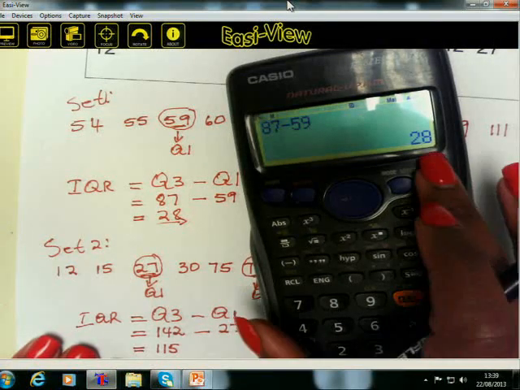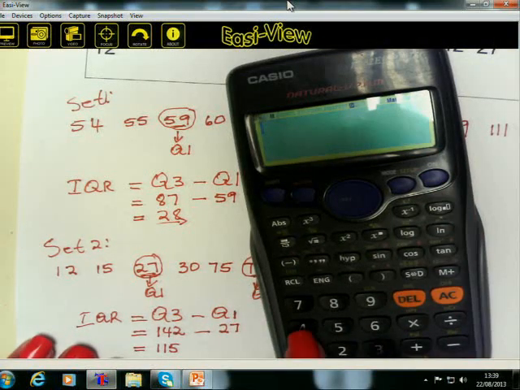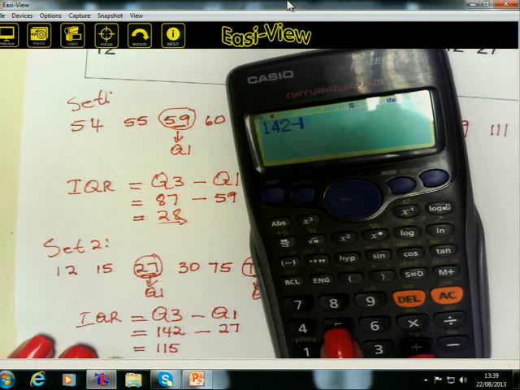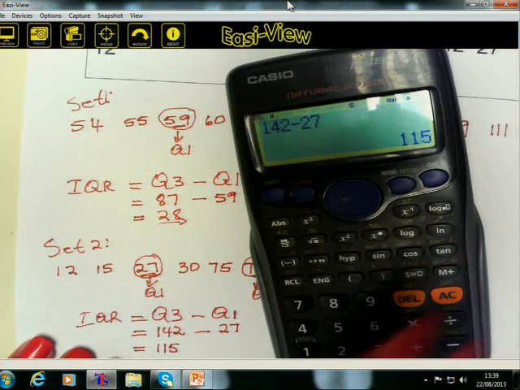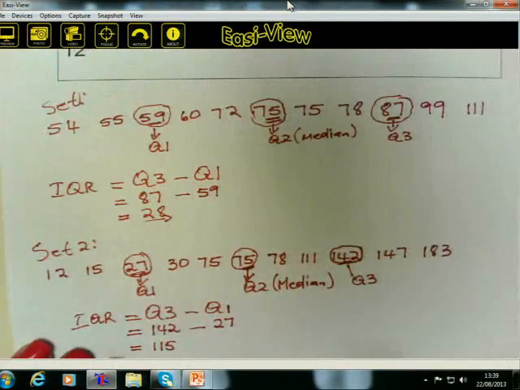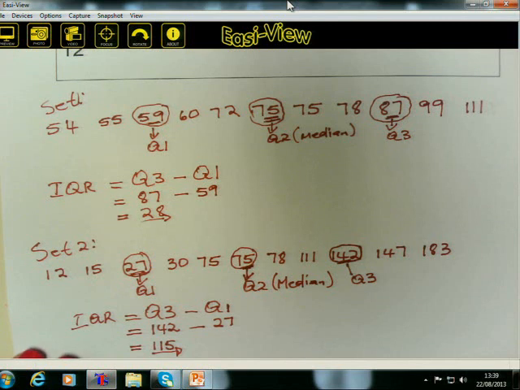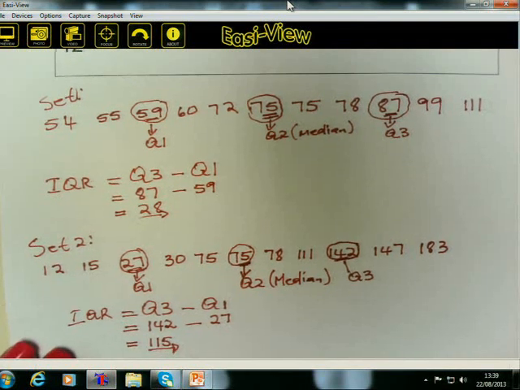Okay. 142 minus 27 is equal to 115. So our interquartile range for set 2 is 115. You can have a look at that. I'm sure you all got it right.